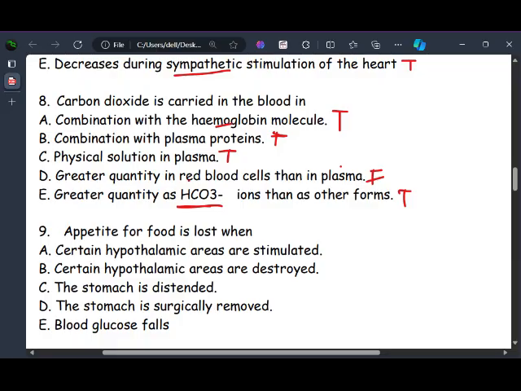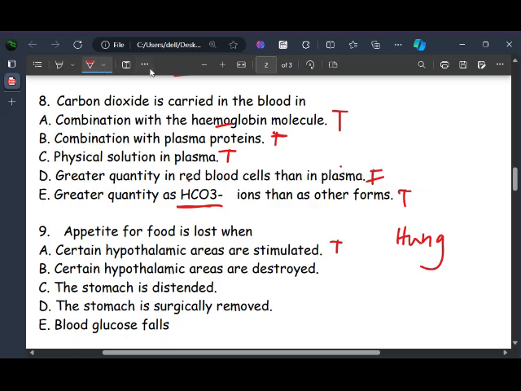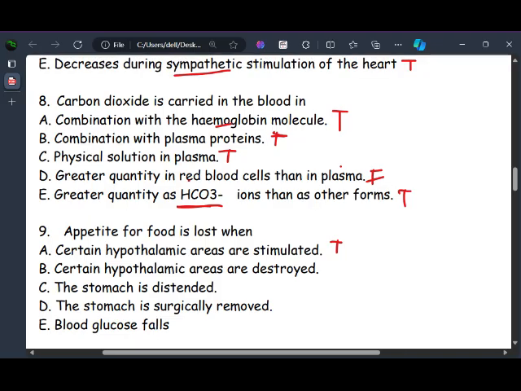Appetite for food is lost when A, certain hypothalamic areas are stimulated. So this is true, because in the hypothalamus you have both hunger and satiety areas. So the hypothalamus, in other words, has areas that control hunger and also satiety. Satiety means being full. So it controls when you are full and it also controls when you are hungry.